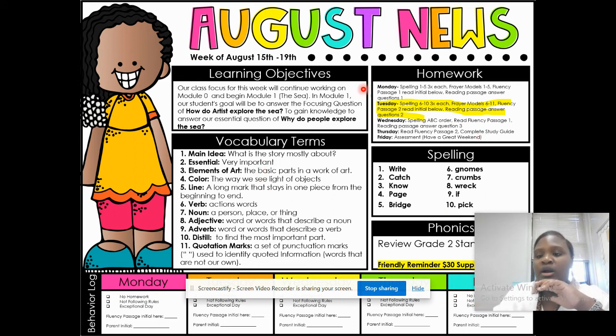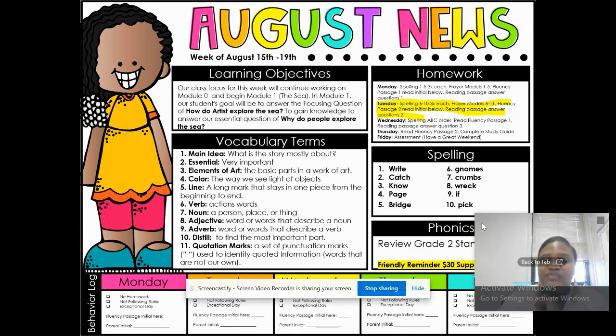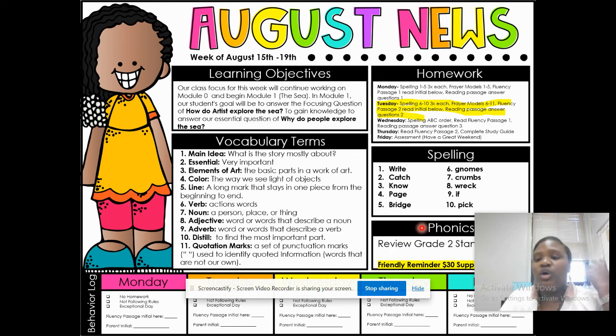We also have homework. Homework here is listed by the day, and it tells you what your child should be completing each night. In addition, you see your spelling words here. These are the spelling words that they will get a quiz on at the end of each week. We also see phonics here. It'll let you know what foundational standard we're going to be going over. And then finally, we have a behavior log down here at the bottom. Here's where you initial to say your child completed their fluency with you, and we also initial for the behavior log of today.